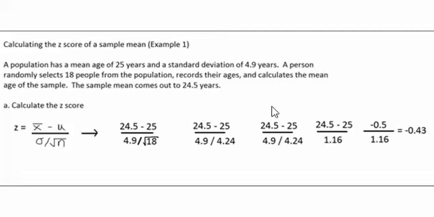So this sample mean of 24.5 has a z-score of negative 0.43 in this situation. And the z-score is negative because the sample mean is below the population mean. 24.5 is below 25. So remember that when a number is below the mean or below average, it has a negative z-score.